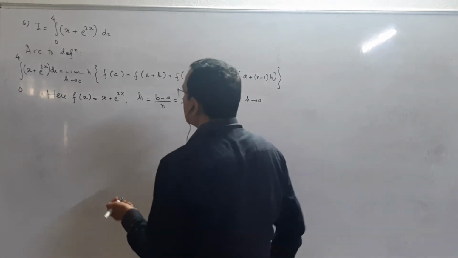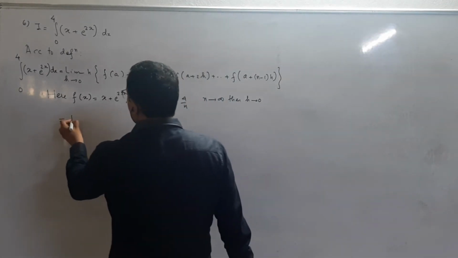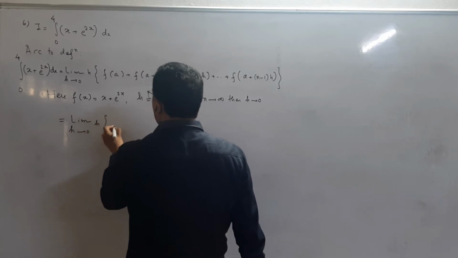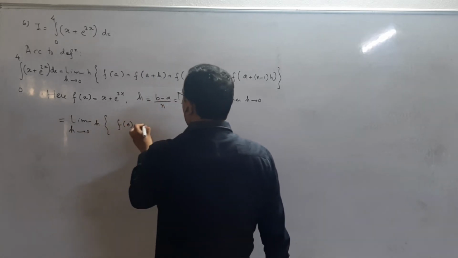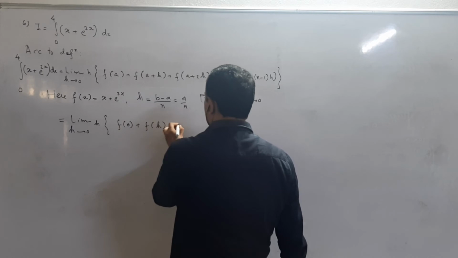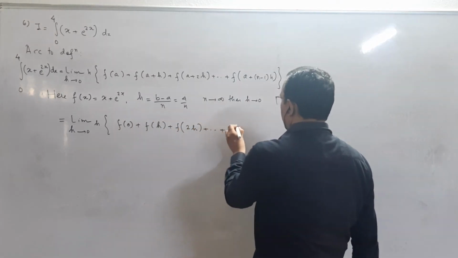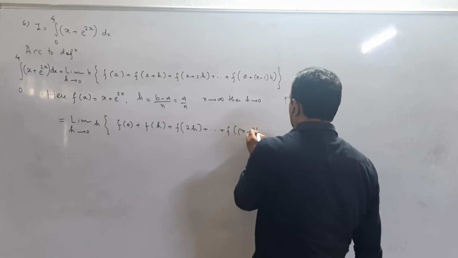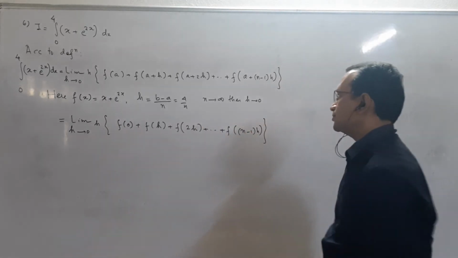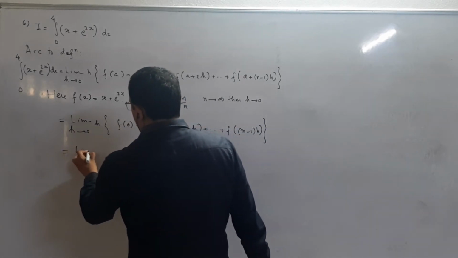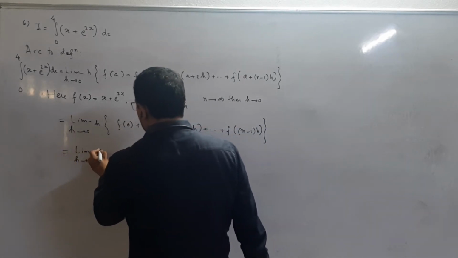Now, keeping the sum in terms of h, limit h tends to 0, h into bracket f of 0, f of 0 plus h, f of 0 plus twice h, up to f of 0 plus n minus 1 h. Now, you substitute and write the functional values.